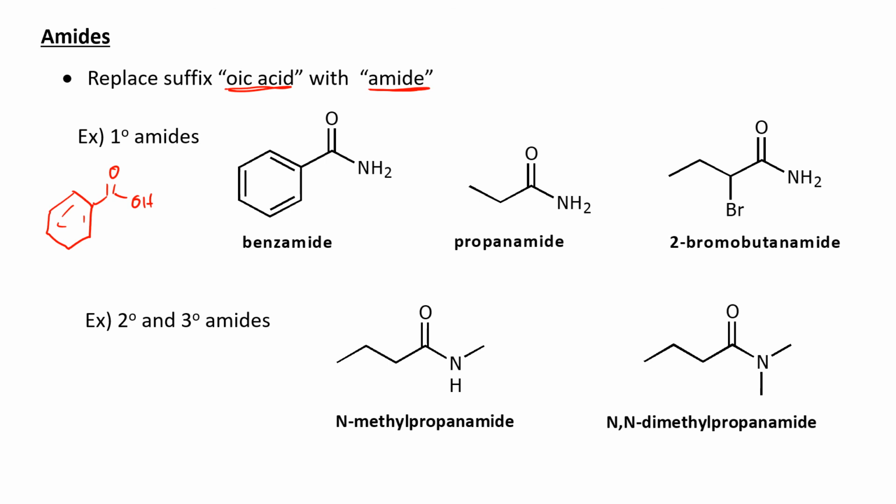For the next one, we have 1, 2, 3. If that was a carboxylic acid, it would be propanoic acid. Changing the oic acid to the word amide, we get propanamide.